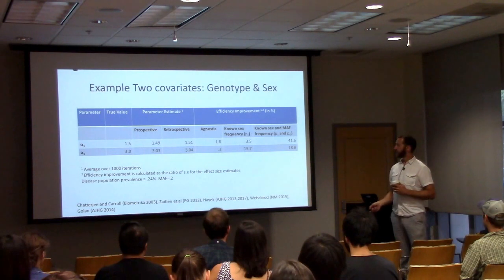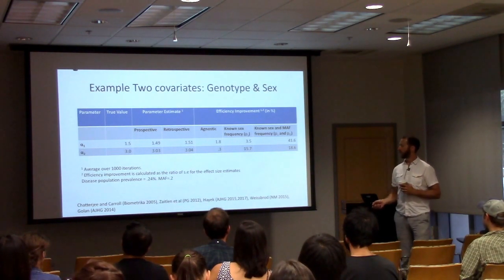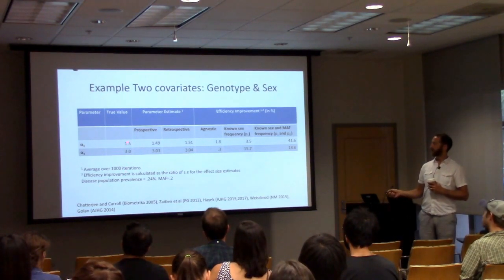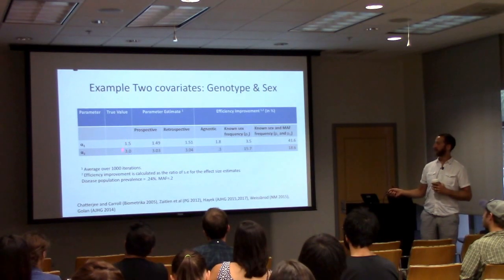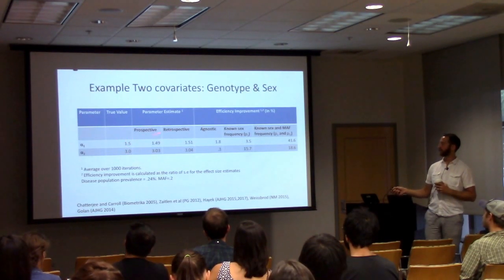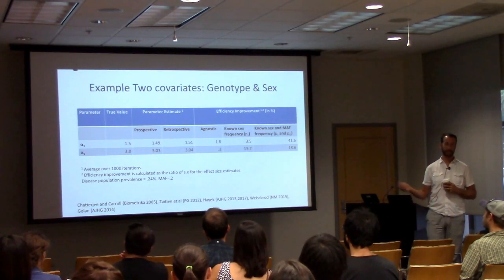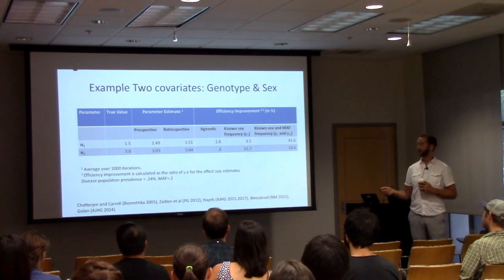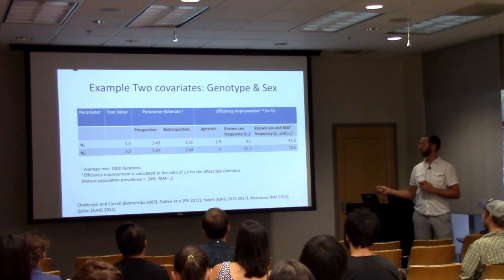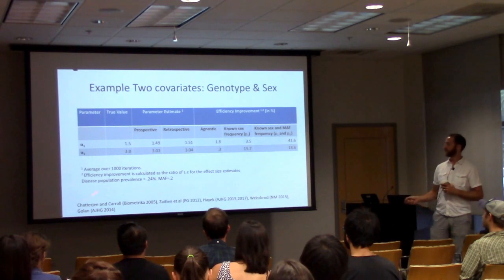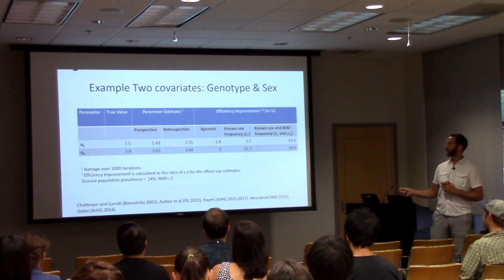So let's take a look at one example where I set a true value of alpha 1 and alpha 2, and I consider a prospective versus retrospective likelihood, just like I wrote up. So we have genotype and sex again. Under the prospective and retrospective over 1,000 iterations, I get these unbiased estimates.